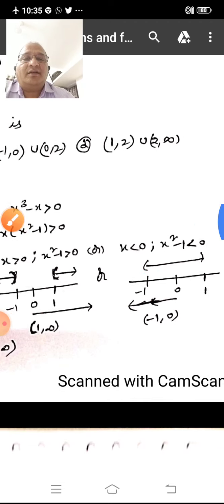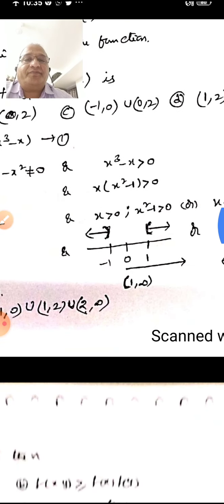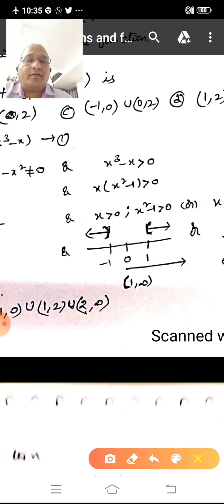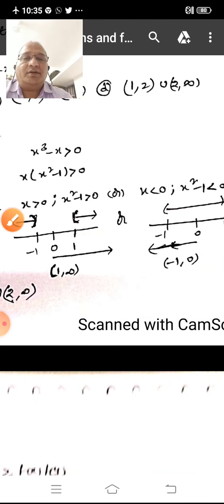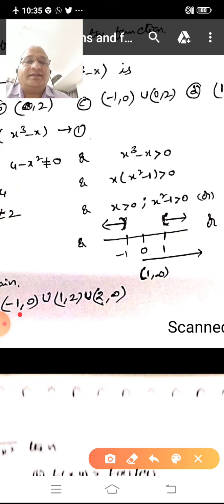So altogether, see, we have the domain of this one is from here, from here, you will get minus 1 to 0. See, I taken here minus 1 to 0. Next, here 1 to 2, 2 to infinity. Why I taken 1 to 2 means, I split at 2 because 2 is not there. For 2, the first function is not definable. When x is equal to 2, the first function is not definable because it is in the denominator.